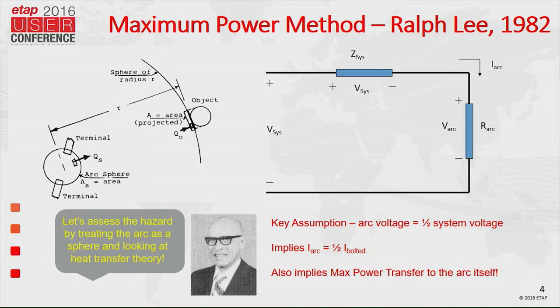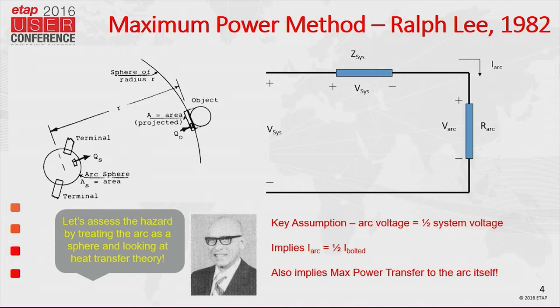The arc is not exactly a sphere. It's an assumption, obviously, that's built in there. But assume that they're both spheres, and then use heat transfer theory to figure out how much energy really gets from point A to point B. As assumptions go, that's not entirely accurate, but it actually gives us pretty good results.